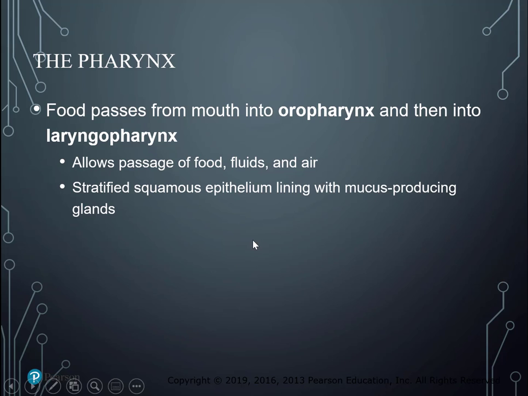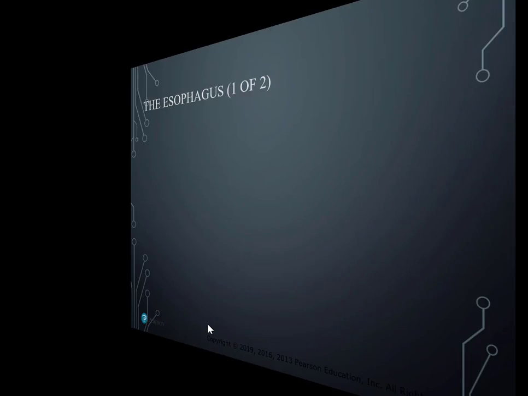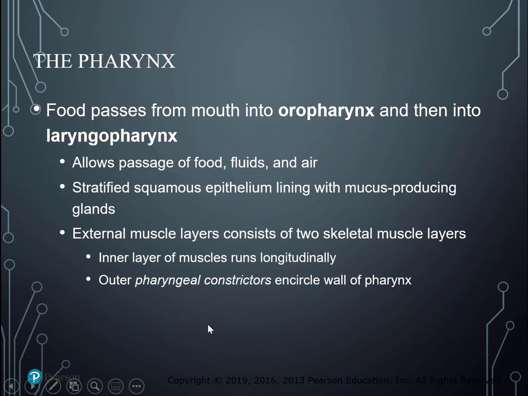Pretty much it's made up of stratified squamous epithelium, and it has mucus producing glands, lots of goblet cells there. And the external muscle layer consists of two skeletal muscle layers. You have an inner layer of muscles that runs longitudinally, and then an outer pharyngeal constrictor that encircles the wall of the pharynx. This is the one that helps pretty much in our swallowing.